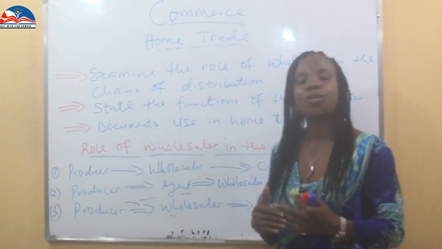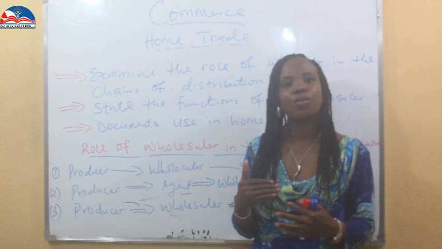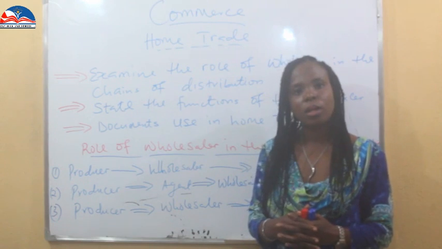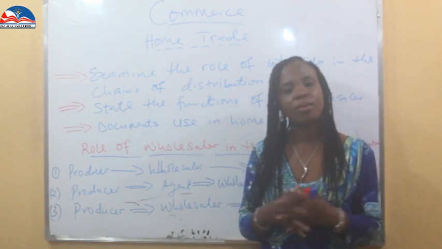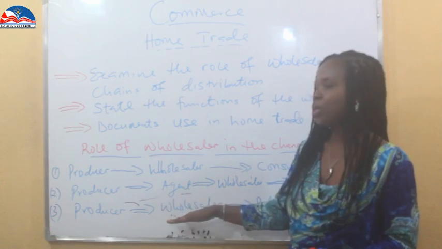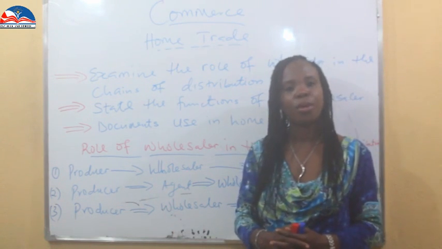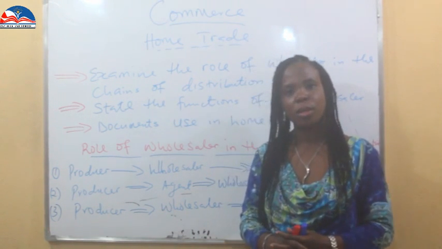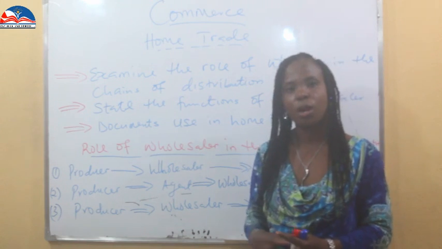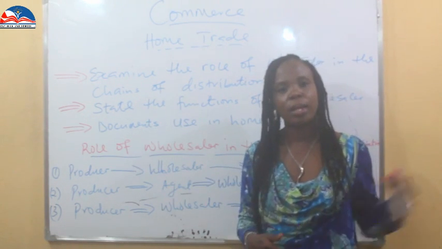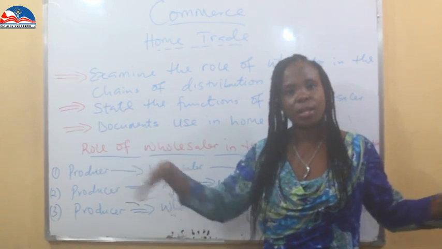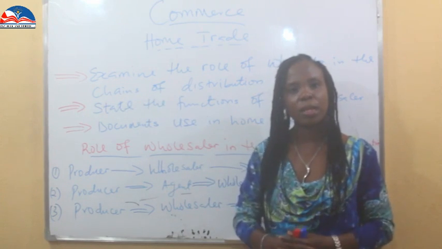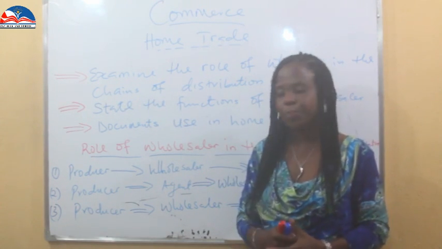If you have watched my class on business studies where I discuss the channels of distribution, you will see that we have about 7 channels. But the wholesaler appears in about 3 of these channels. I'm going to use the diagram of this channel to describe the role of the wholesaler in the chains of distribution. Chains of distribution has to do with how a product moves from the producer down to the consumer. Who are those involved in between from production to consumer stage? That's the channel of distribution.